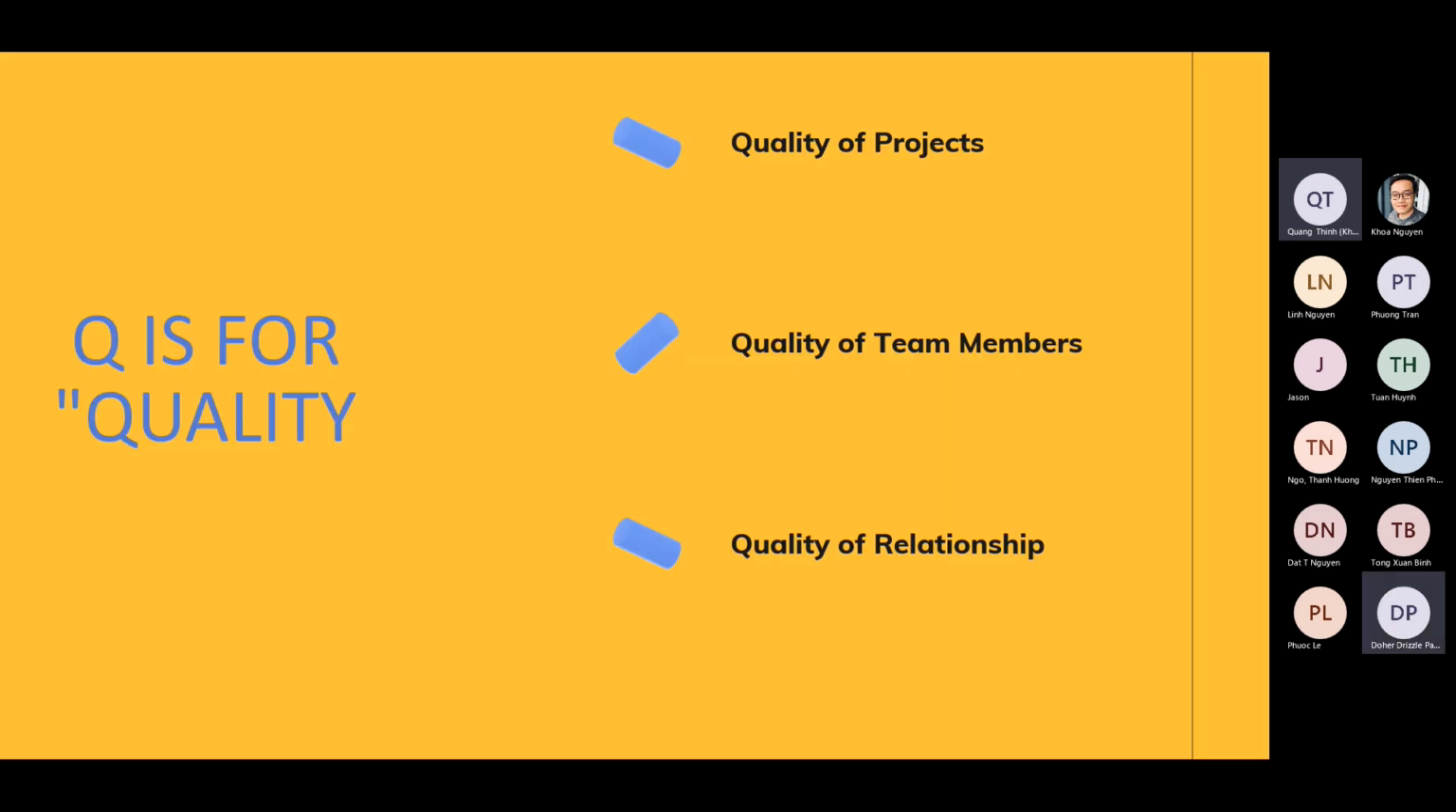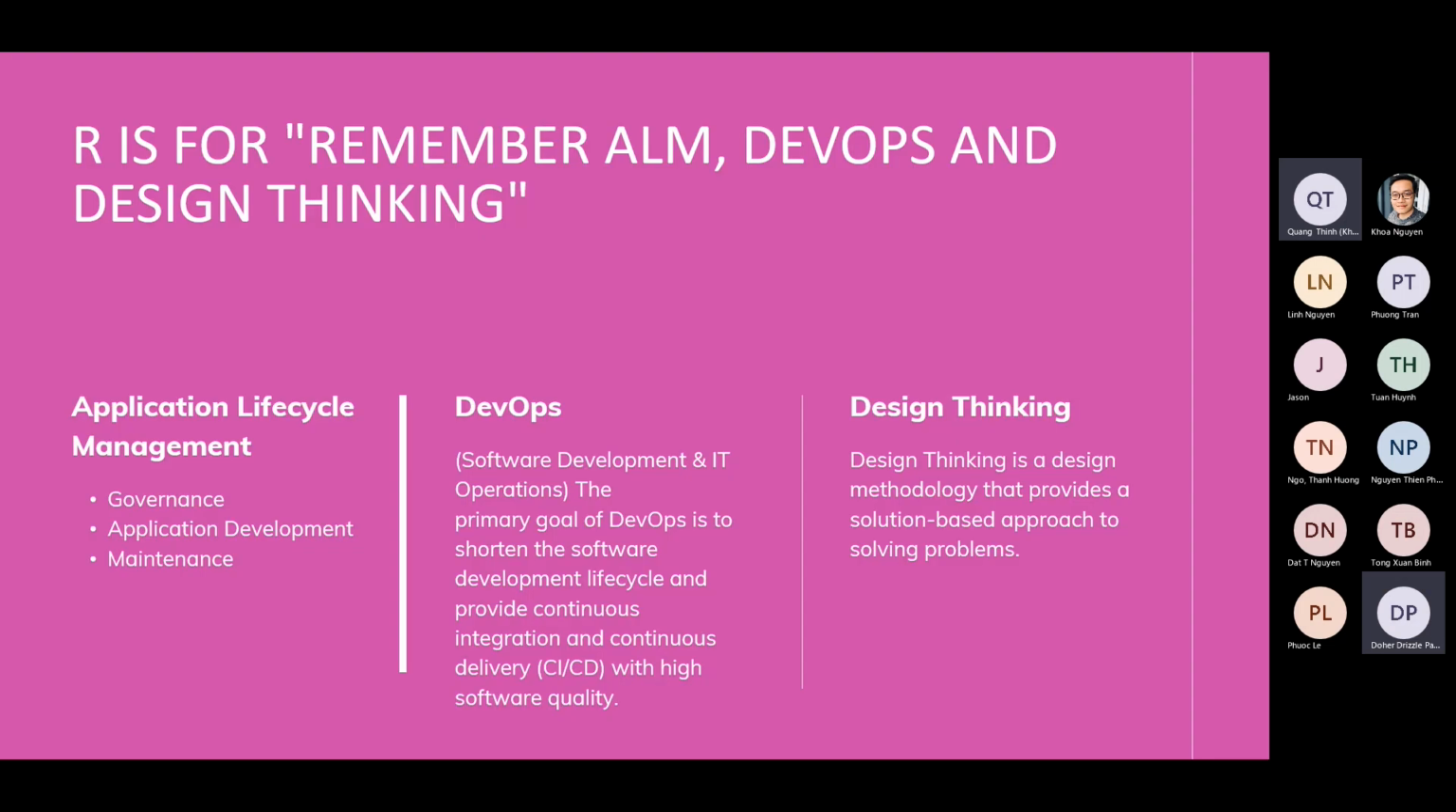Q is for quality, tantamount to excellence. Excellent in delivering our projects, excellent or quality or great members, and lastly, best relationship like a family relationship. R is for remember. Remembering these concepts or understanding these will aid us in excellent projects.